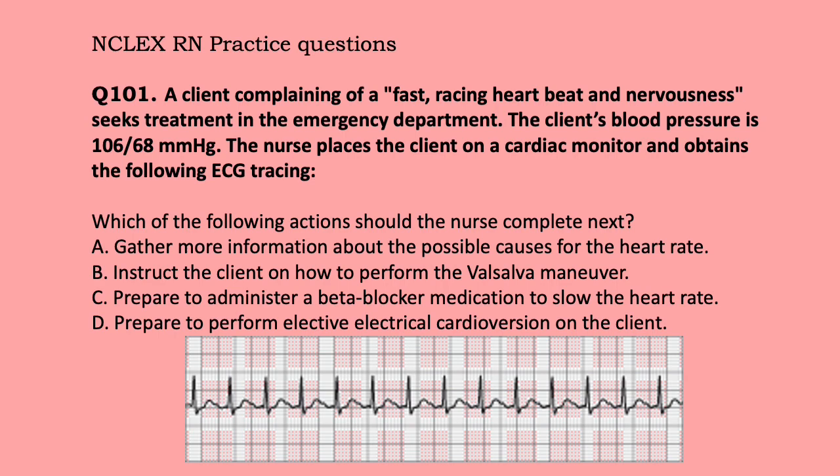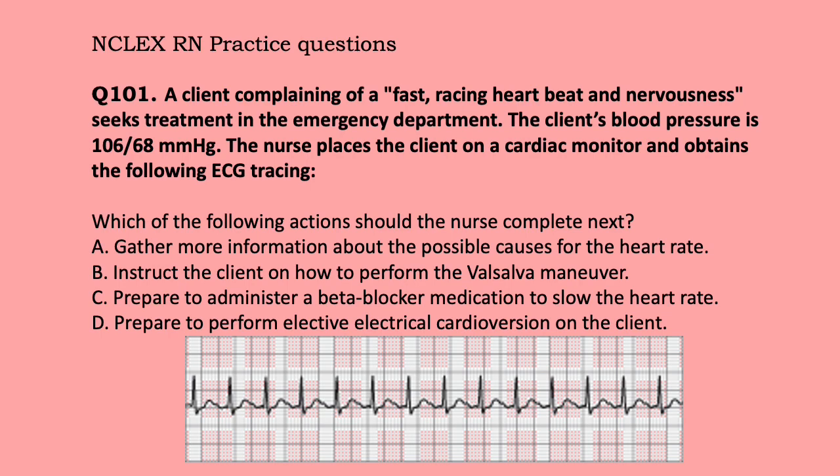NCLEX RN Practice Questions. Question 101. A client complaining of a fast, racing heartbeat and nervousness seeks treatment in the emergency department. The client's blood pressure is 106/68 millimeters of mercury. The nurse places the client on a cardiac monitor and obtains the following ECG tracing. Which of the following actions should the nurse complete next?